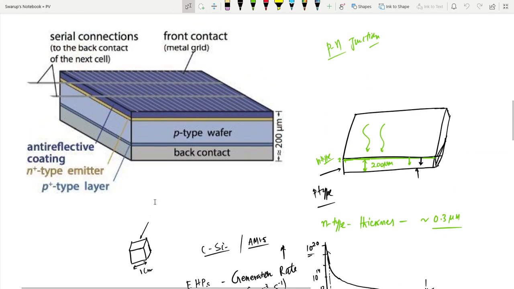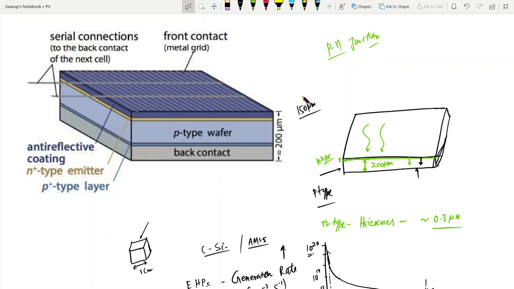Now, if you see the real cell structure, it's not just P-type and N-type, we already know, right? So let's connect this figure once again. In this, the total cell thickness itself is 200 micrometer. The wafer thickness will be much lesser in this case because the total includes the back contacts, the front contacts, and anti-reflection coatings, all together. So maybe the wafer itself is just 150 micrometer or so.